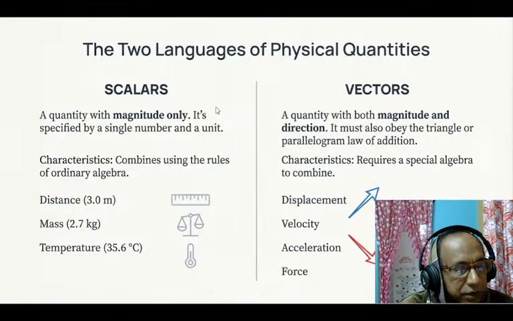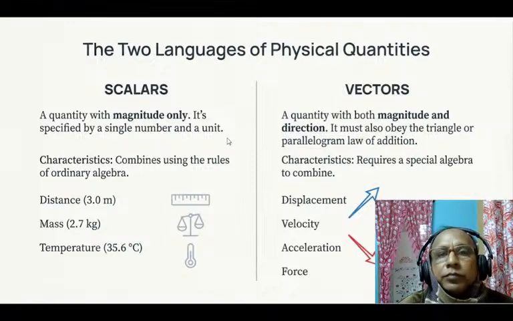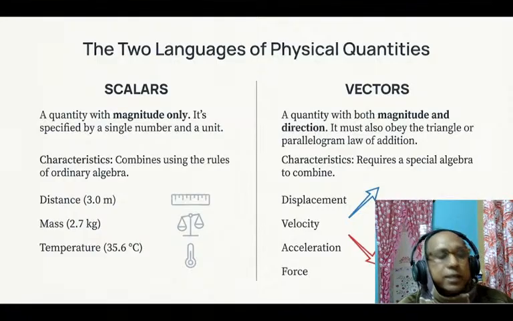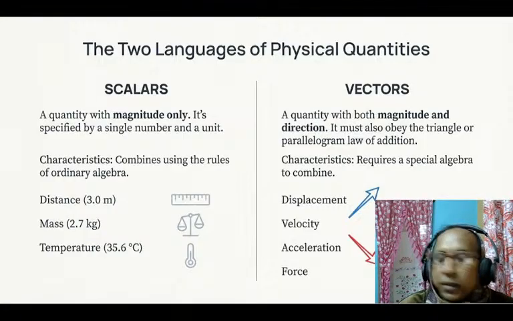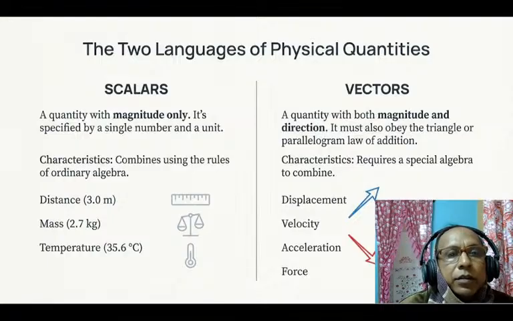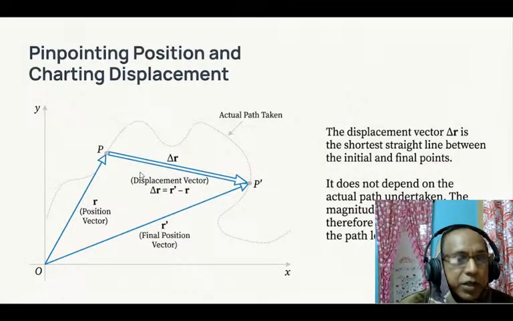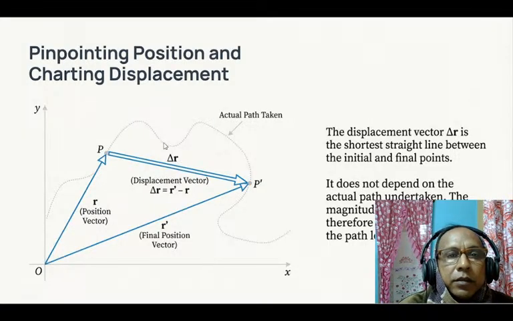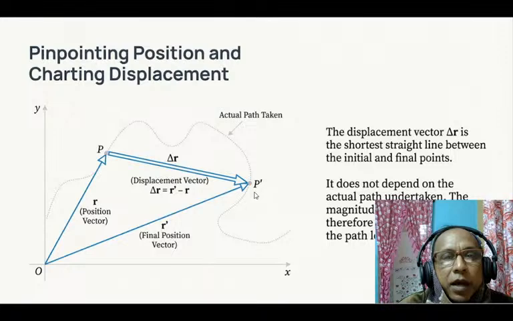Now we learn this one. We have defined scalar and vector quantities. Now we learn another thing: pinpointing position and charting displacement. Here you see this is the actual path, this is del r, this is the initial position vector r, this is the final position vector r dash.